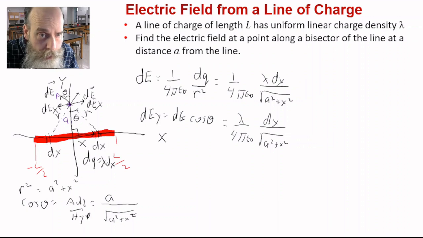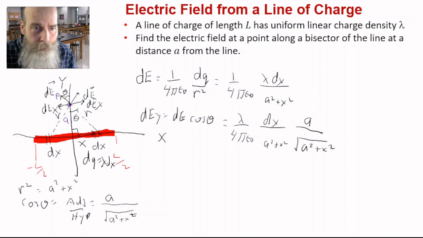Oh, I'm sorry. Just a minute. We have to get rid of that square root. R squared is a squared plus x squared in this expression. So I'll get rid of this. So there's no square root there. Hopefully you caught that before I did. That means you're paying attention. Thank you very much if you did. So a over square root a squared plus x squared.